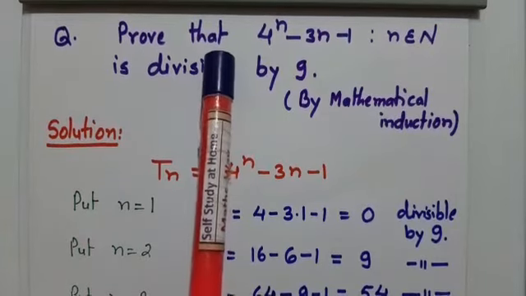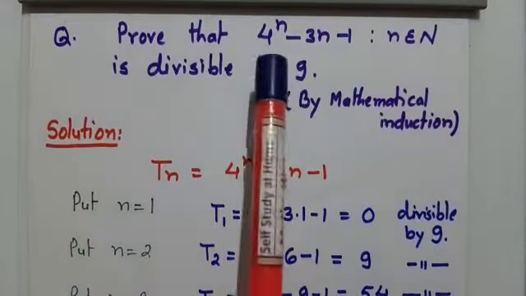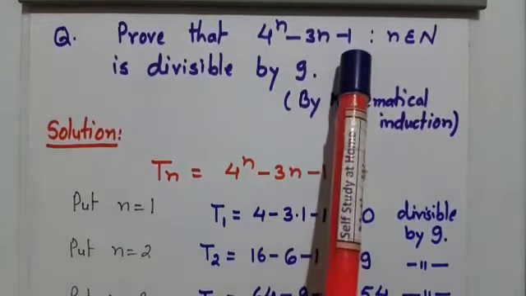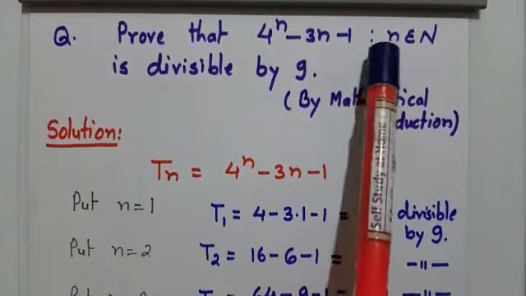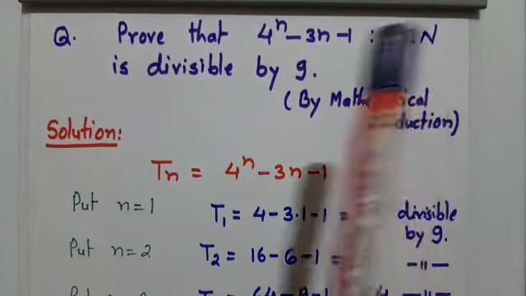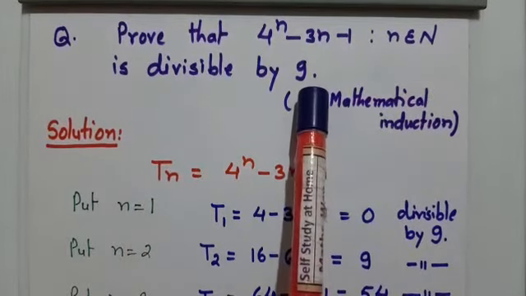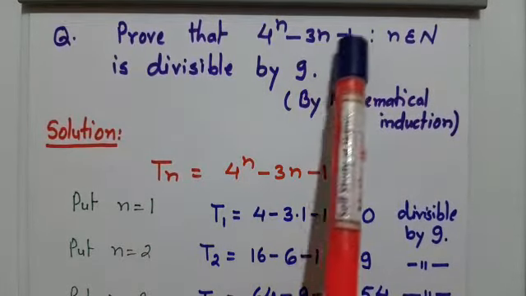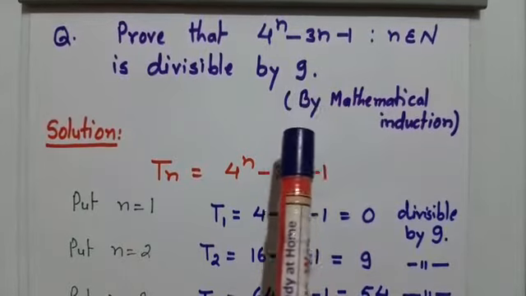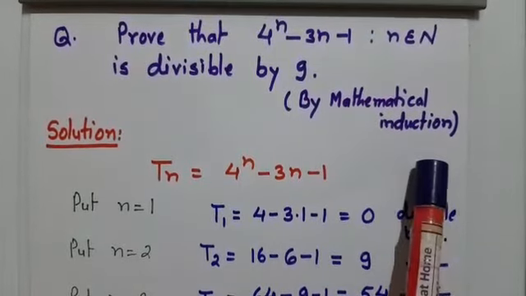Prove that 4 to the power n minus 3n minus 1, n belongs to natural number, is divisible by 9. This term is divisible by 9. We will prove it by mathematical induction method.